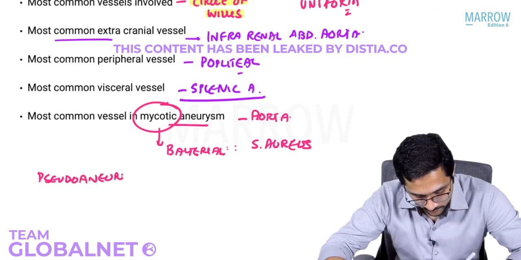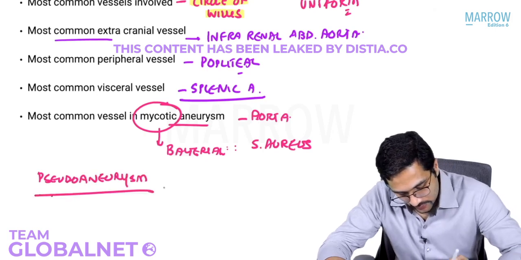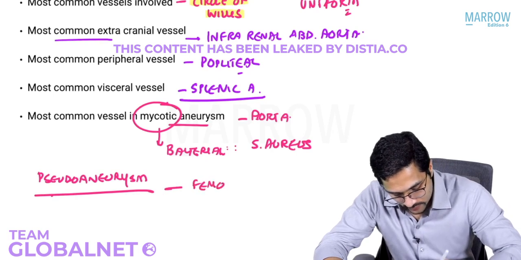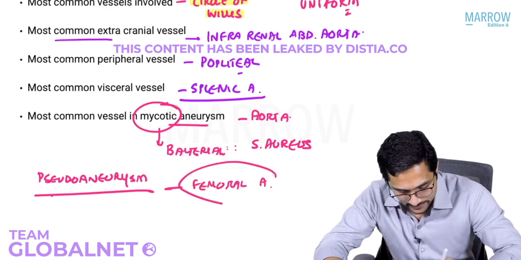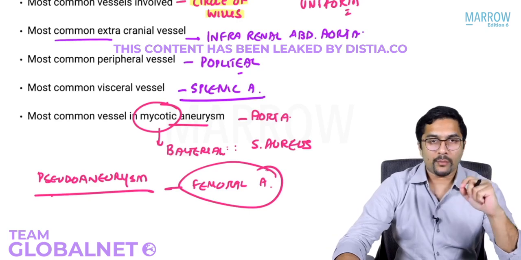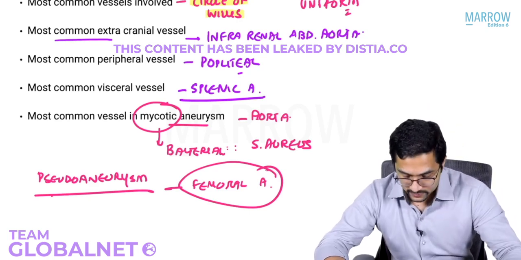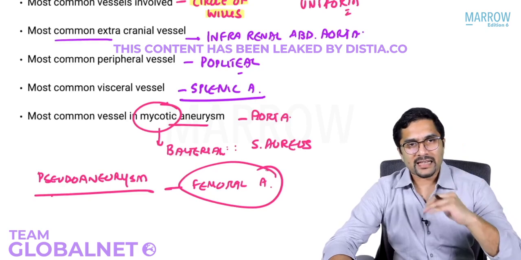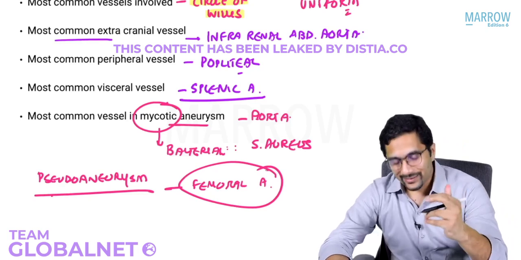Pseudoaneurysm formation is commonly seen in the femoral artery. Most commonly seen in the femoral artery, and this is secondary to cannulation or trauma. This can form a pseudoaneurysm. So these were some one-liners which I wanted you to know regarding aneurysms.